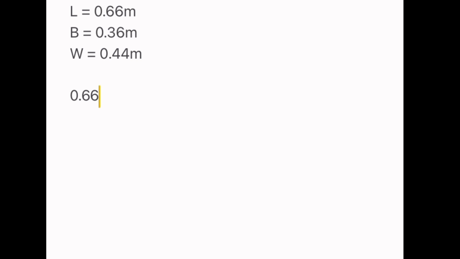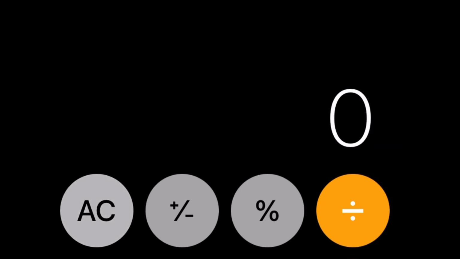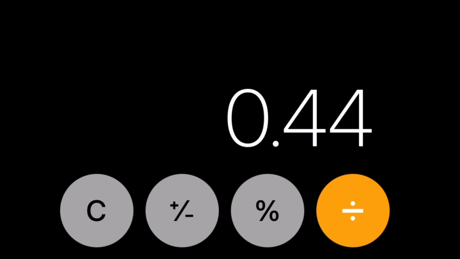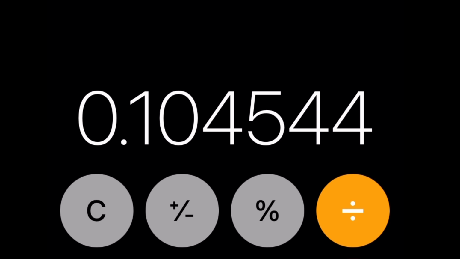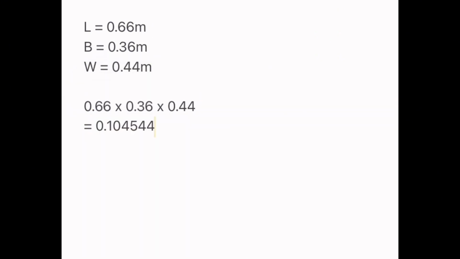The length equals 0.66 meter times 0.36 meters. Then we're going to times the width, 0.44 meters, which is equal to... so we're going to go over to the calculator to calculate this. So we're going to start with 0.66 times 0.36 times 0.44. So guys, this is what we got. So we copy this and then we take it over to the notes and then we paste it over here. So this is the total of what we got.